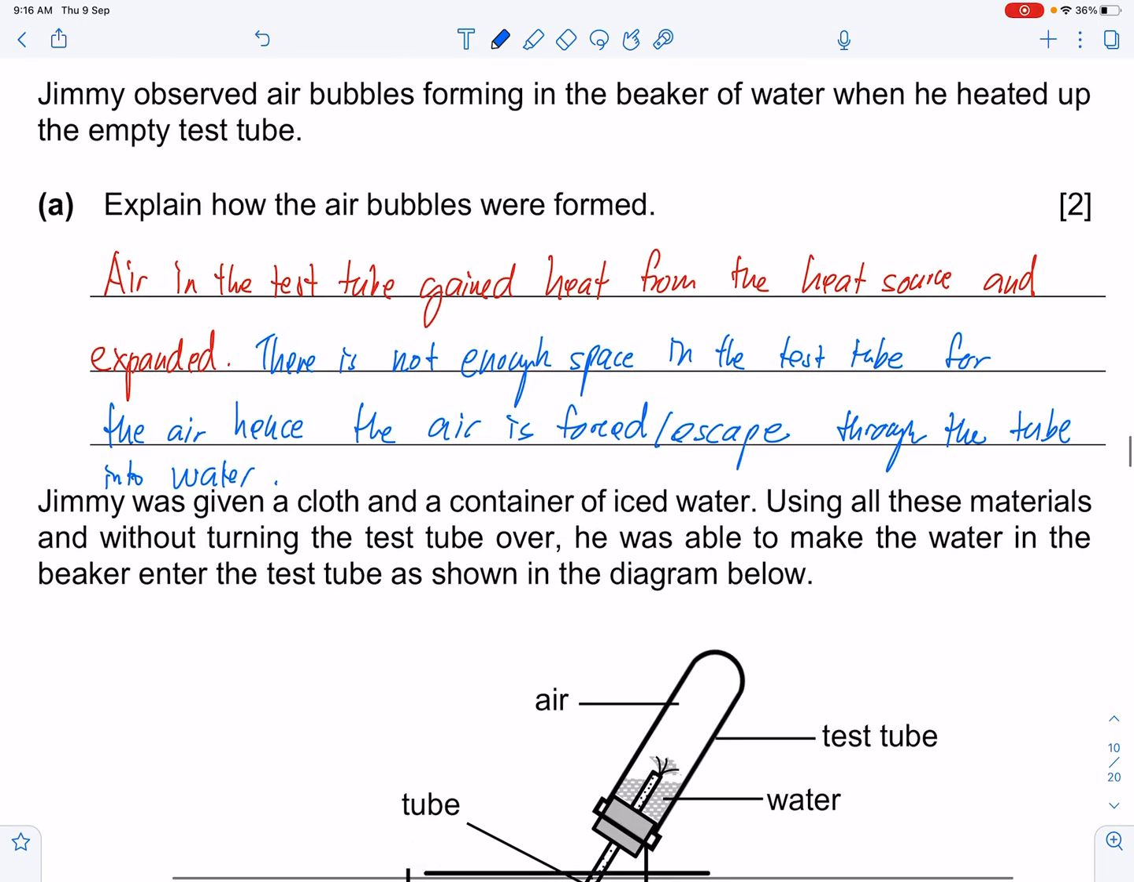Okay, this question is ridiculous. Some of your answers are so ridiculous. I cannot fathom why you would say such things. Okay, let's look at it.